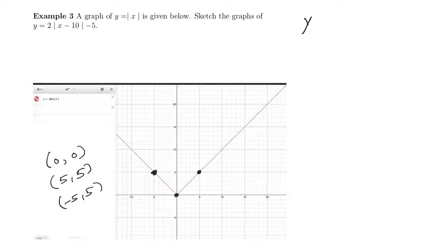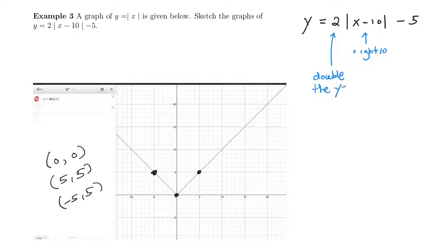So the new function is y is equal to 2 times the absolute value of x minus 10, minus 5. If I write out what this function does in order, I know this is going to go right 10. We're now outside of the function, so we're going to double the y values. And then, again, this minus 5 is outside of the function as well, so we're going to go down 5. We're subtracting 5 from every single y value. So let's think about where these points go.